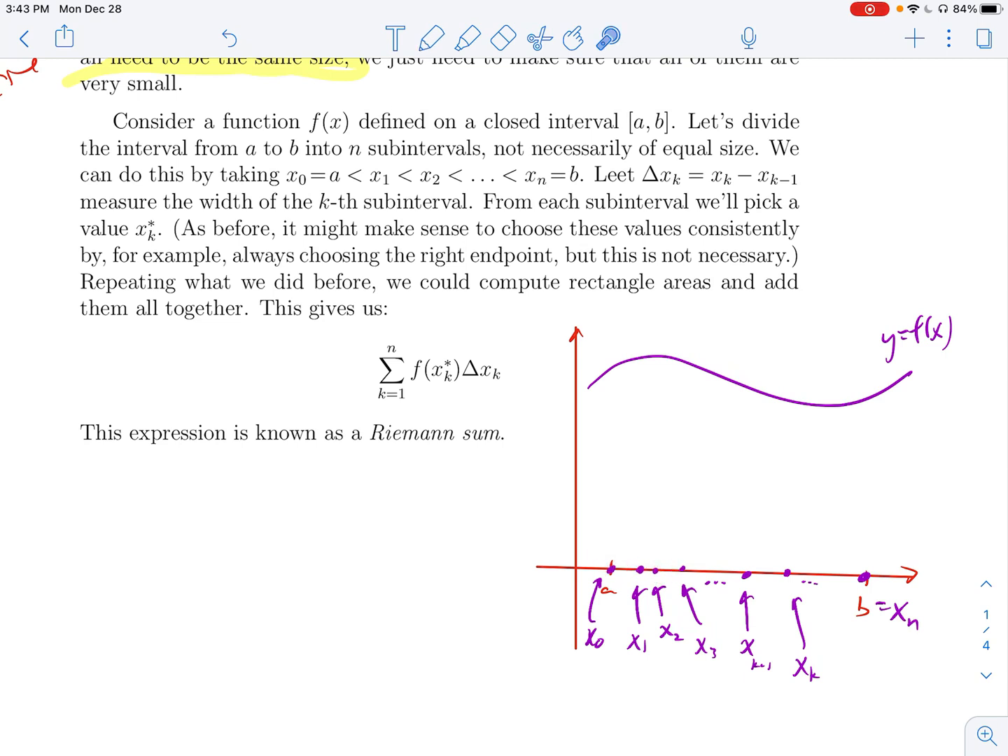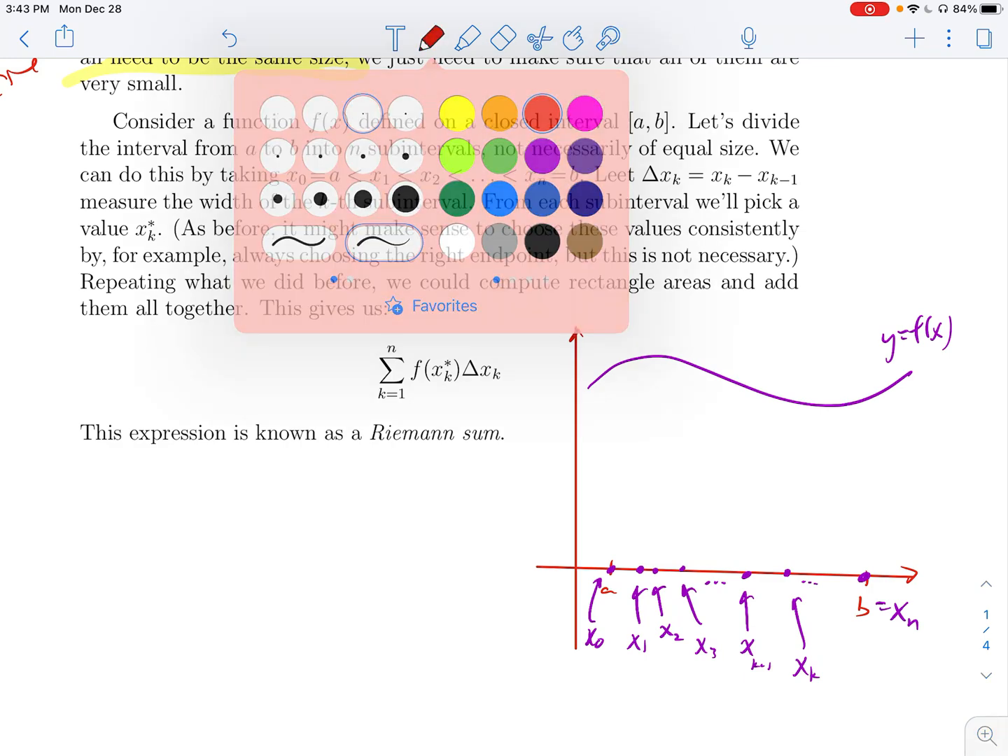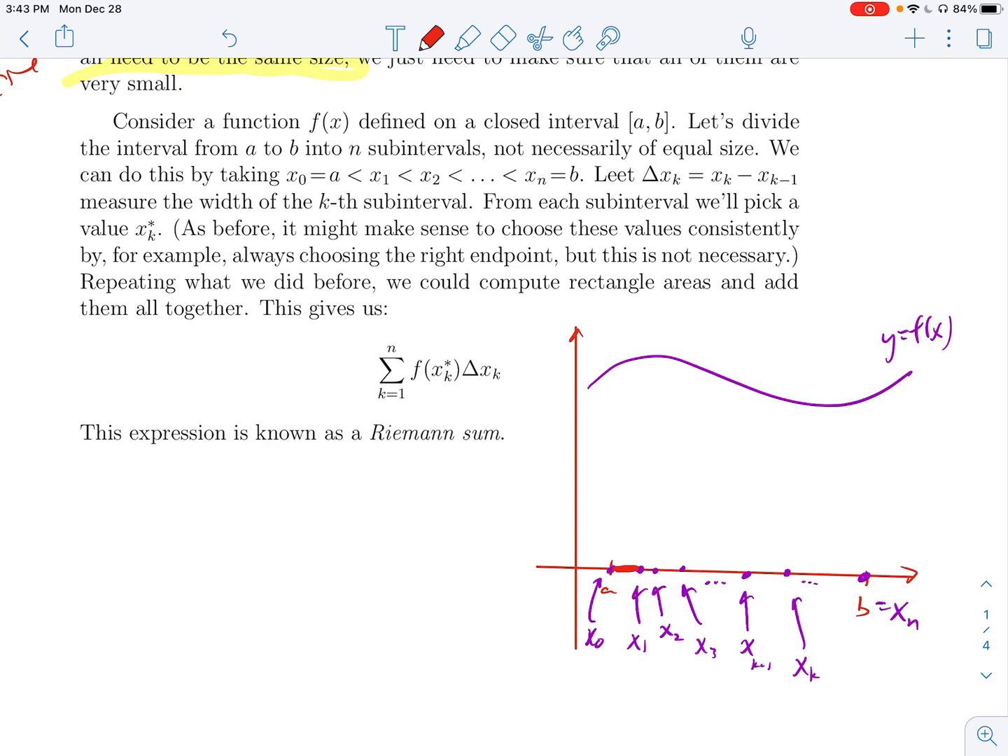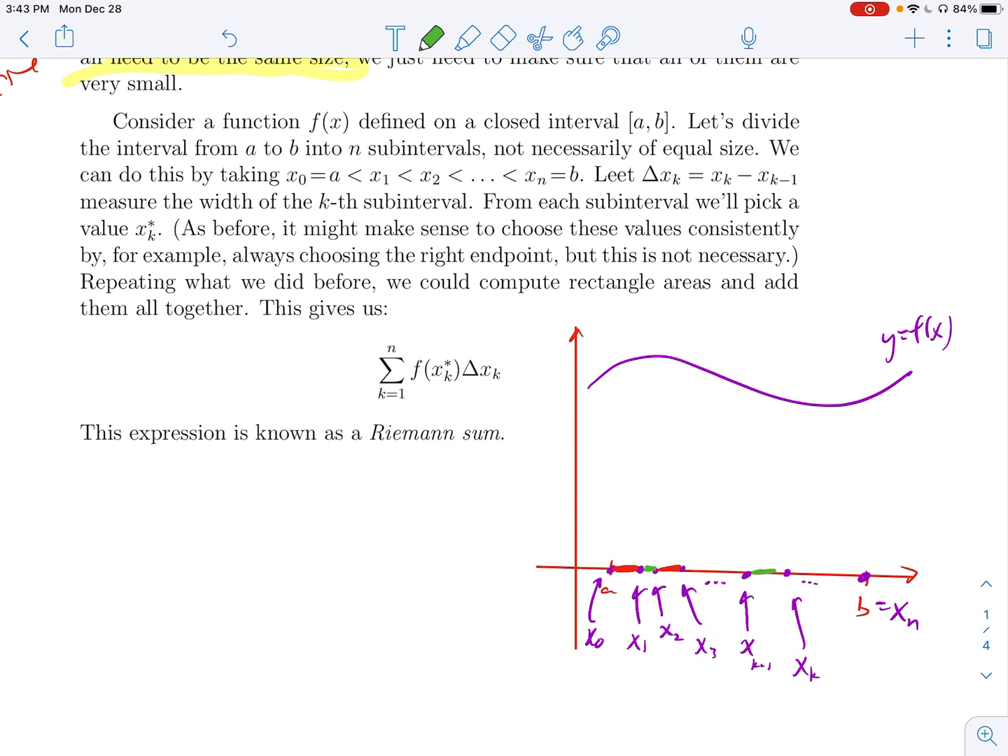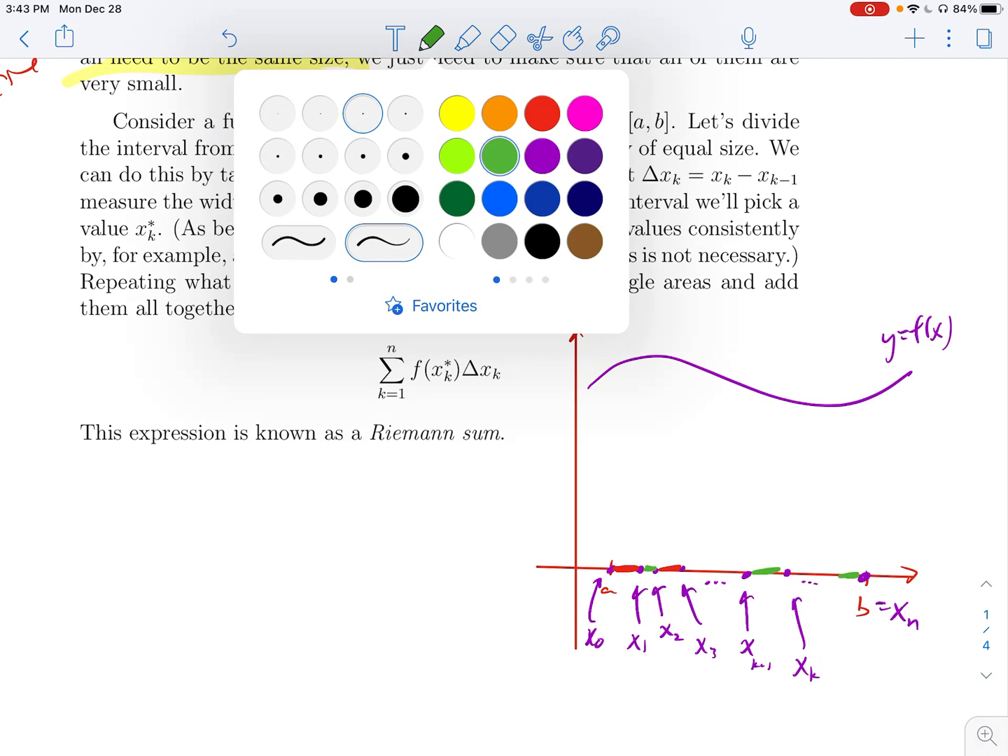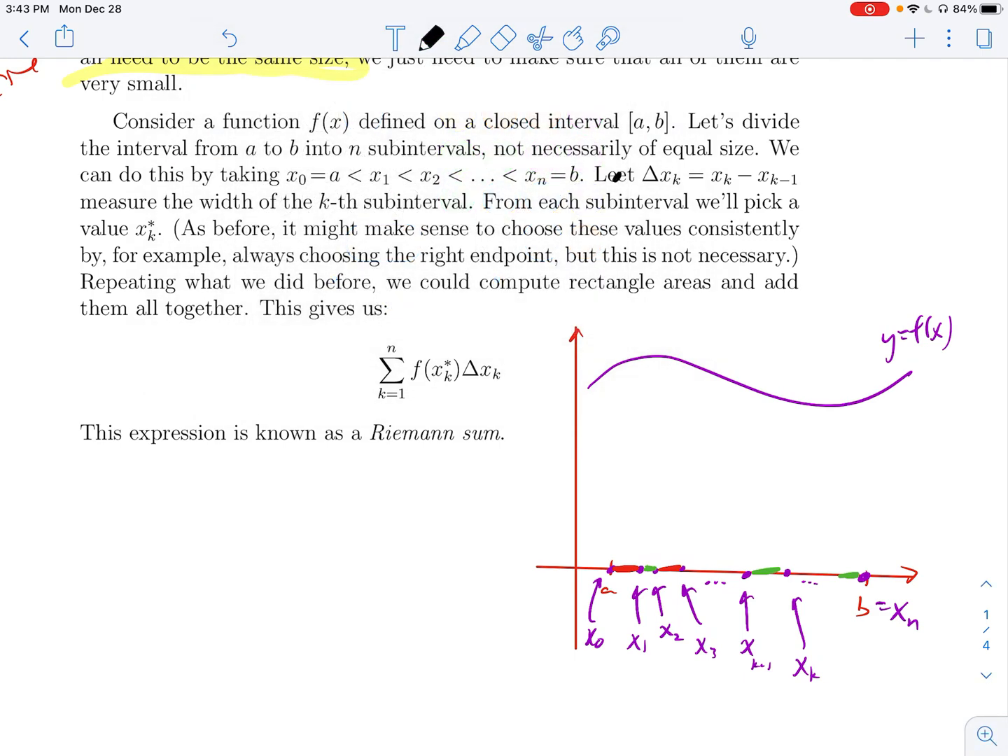That's n different subintervals. I could color code them if I want. Here's one, here's one, here's one, here's one. There would be one at the end. So we break it into intervals, but this time they don't have to be the same size. And let's say delta xk would be the width of the kth interval. So that would just be the kth number minus the k minus 1 number.